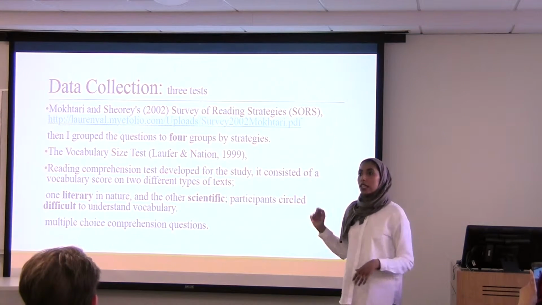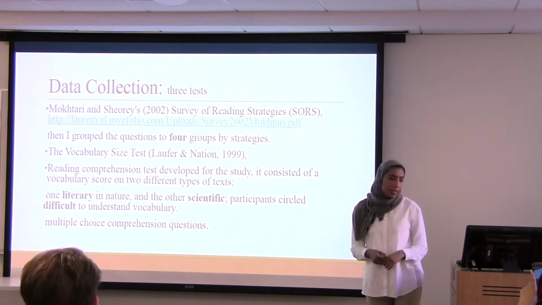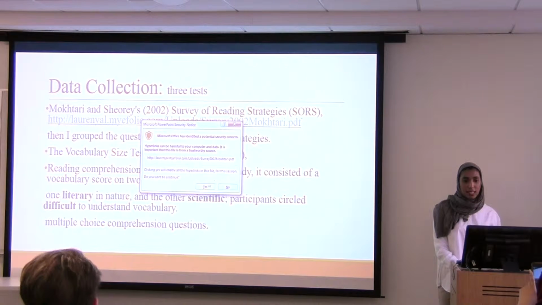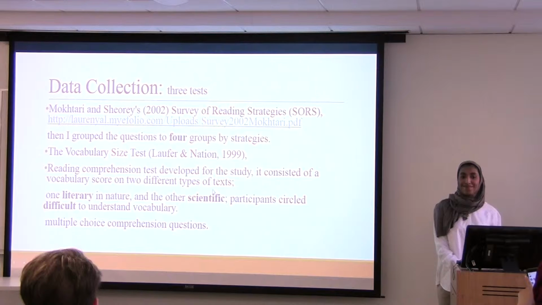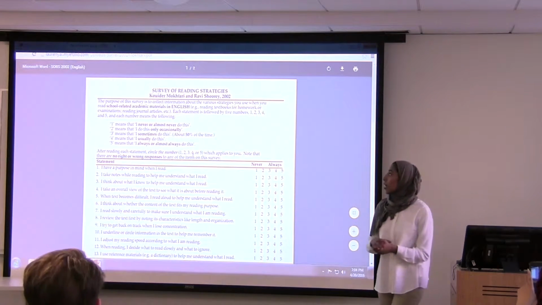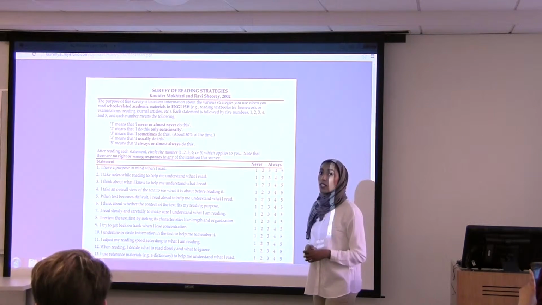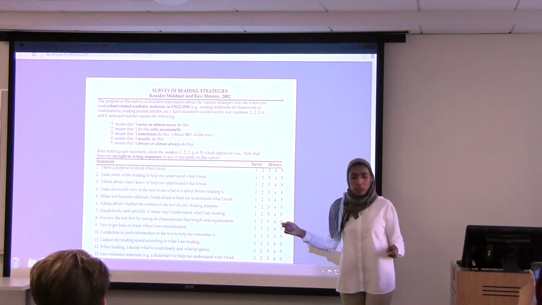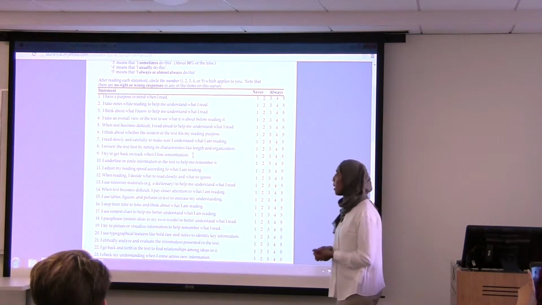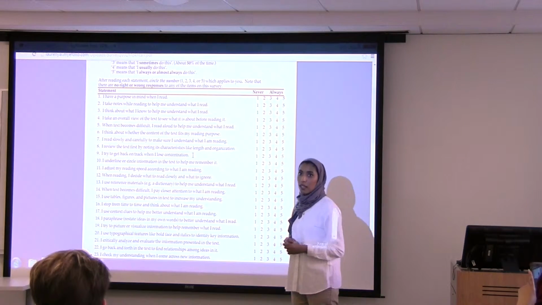Data in my research was collected using 3 different measures. First, the survey of reading strategies. And this is the survey and how it looks. Participants chose from 1 to 5 based on the action involved in their reading strategy. Here's one example of the questions involved in the survey: I used text context clues to help me better understand what I'm reading.